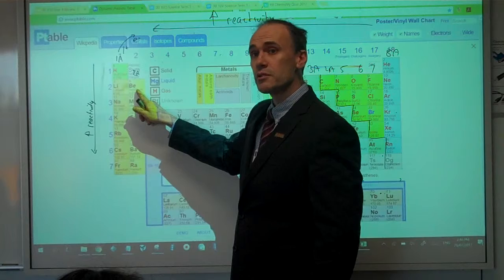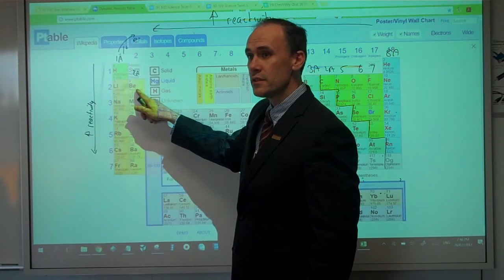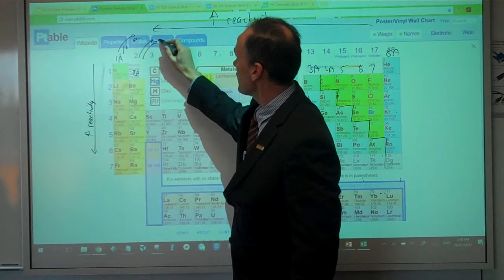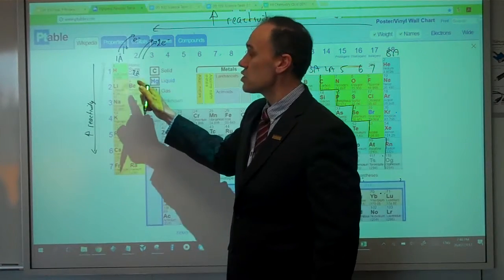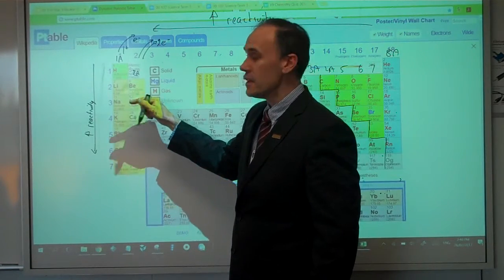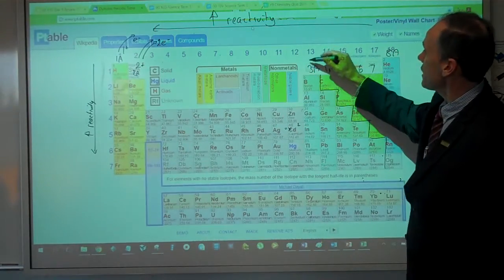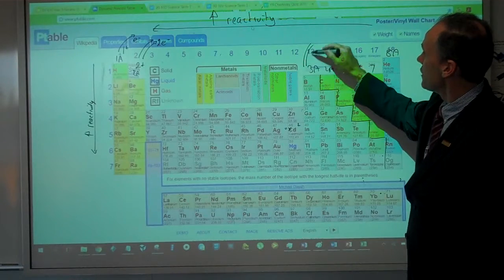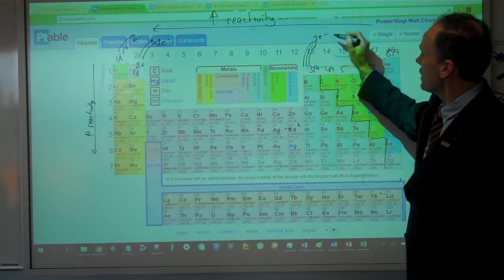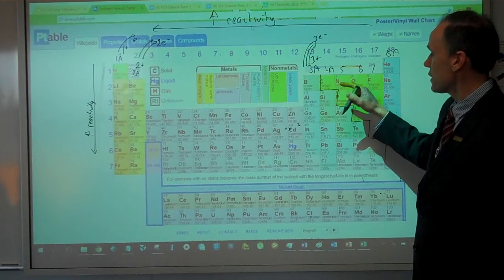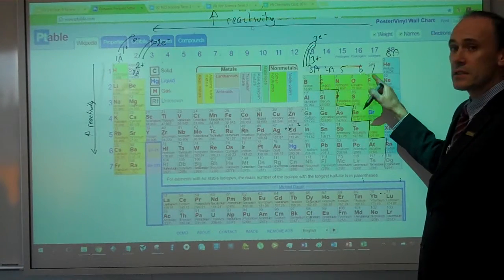The group 2s will donate how many electrons? Not a trick question. Going to be 2 electrons. And so what charge will they have? It'll be a 2 plus charge. The group 3 will donate how many electrons? 3 electrons. And we'll have a 3 plus charge. Group 4 we do in a little bit. Group 5, 6 and 7.